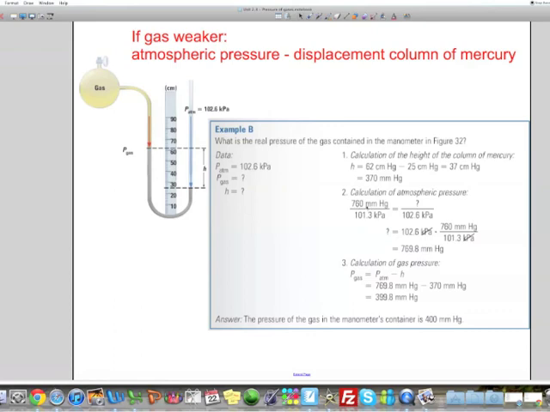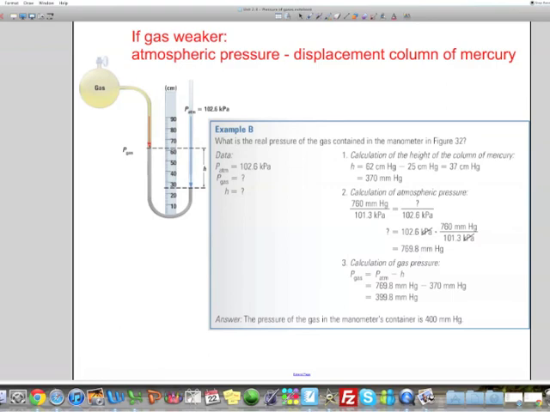So we know that 760 millimeters of mercury is equivalent to 101.3 kilopascal. If the atmospheric pressure is 102.6 kilopascal, what is the equivalence really in millimeters of mercury? So it's just a simple ratio. So they find that it's 769.8 millimeters of mercury. So that is the value of the atmospheric pressure.